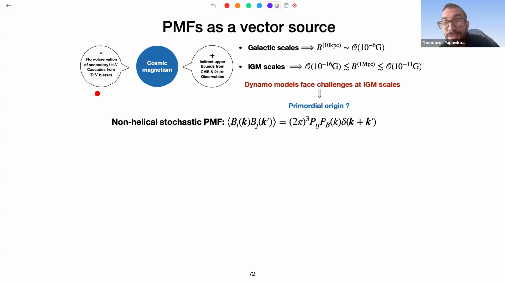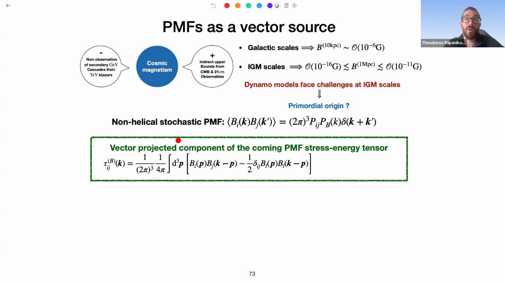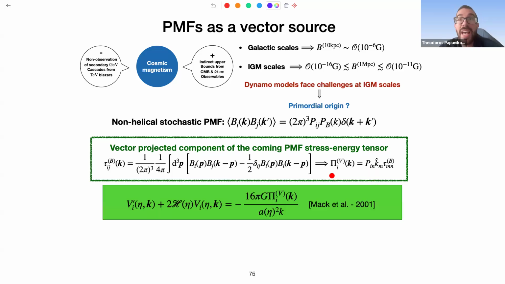Doing so, one needs to introduce the two-point function of these magnetic fields, which is fully characterized by the magnetic power spectrum PB introduced here. We can also define, as is standard, a stress energy tensor associated with this PMF and extract the vectorial part of this stress energy tensor through the use of the projection tensor. So at the end, we will have the equation of motion for our vector metric perturbations, which are sourced, as you can see here, by the vector magnetic anisotropic stress PVI.